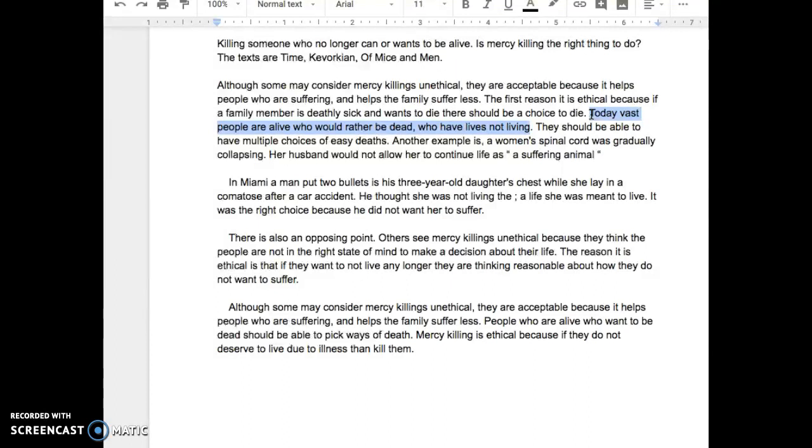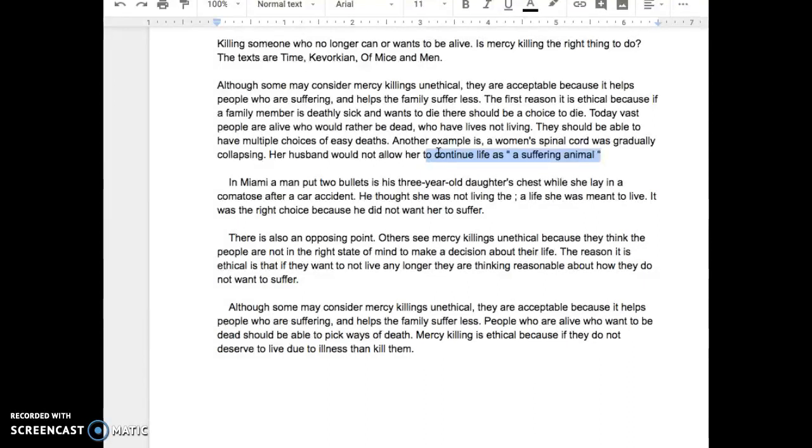And then you say that she had multiple choice, and here's another example. A woman's spinal cord was gradually collapsing. Her husband would not allow her to continue life as a suffering animal. So this is true. So you have these pieces of evidence, but you're also not being very specific with it. You're kind of very vague with it. Well, this one woman had this, and this person feels this way.